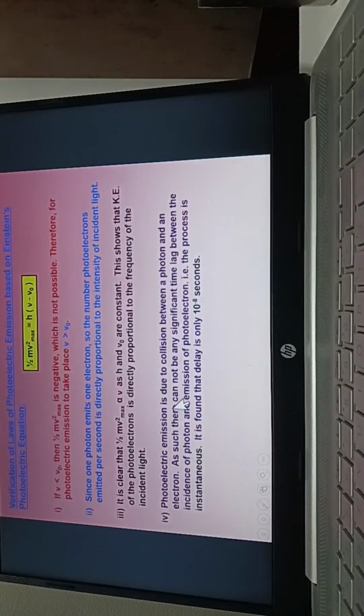Remember, photo emission is due to the collision of the photon and the electron. Why is photo emission taking place? Very clearly explained here: due to the collision between the photon and an electron. As such, there cannot be any significant time lag between the incident photon and emission of the electron.